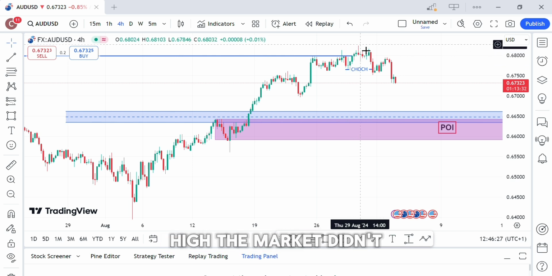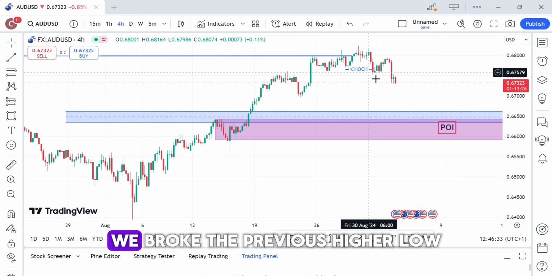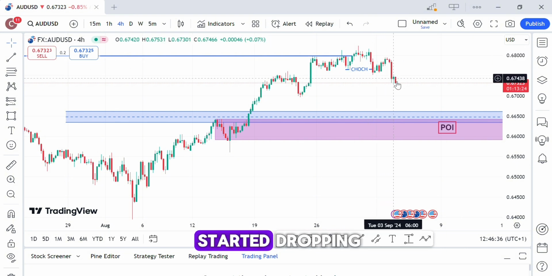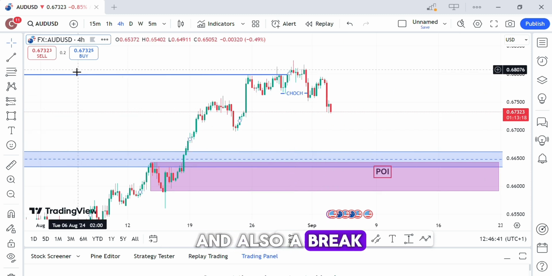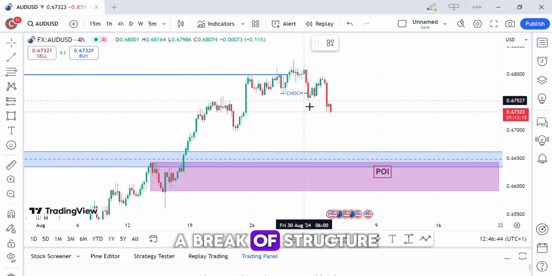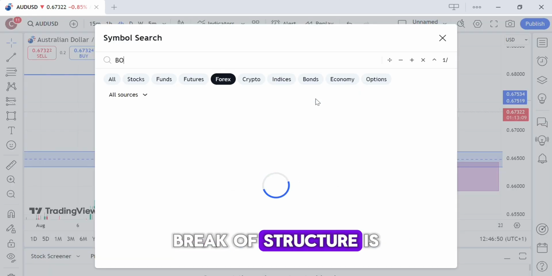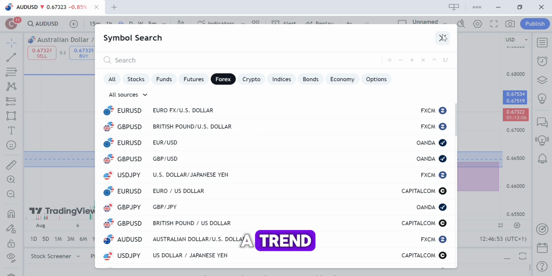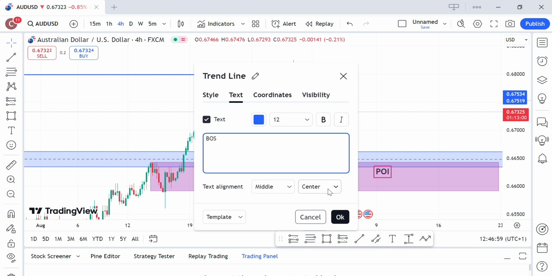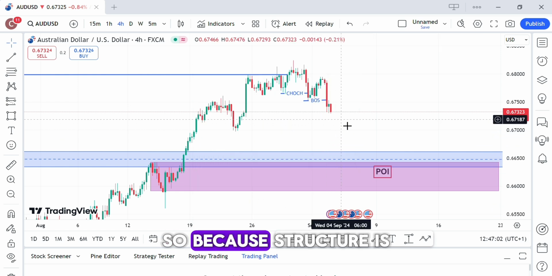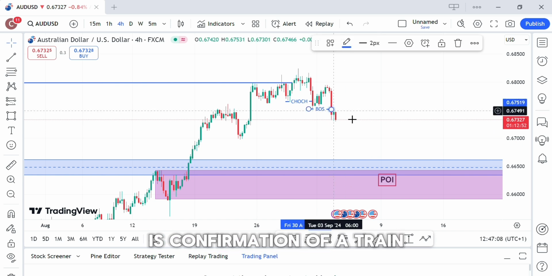Now after the higher high, the market didn't create a higher low, rather it broke the previous higher low, retraced up and started dropping. So now this market has created a change of character and also a break of structure on the 4-hour time frame. A break of structure is a confirmation of a trend. Break of structure is just the confirmation that the change of character was accurate.